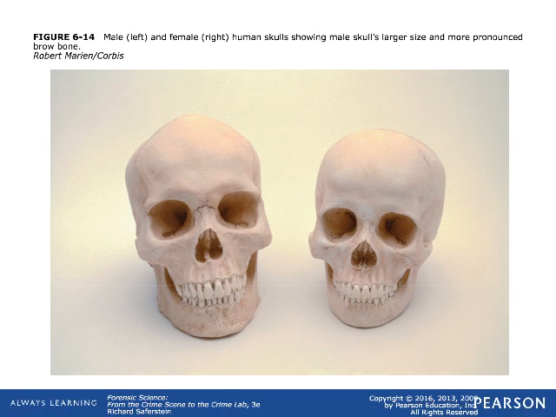Okay, we can also look at the skulls. So the male skull is bigger. The brow bone, so above the eyes, is more pronounced. It's kind of heavier. The jawbone is usually more pronounced. The cheekbones are more pronounced compared to the female.